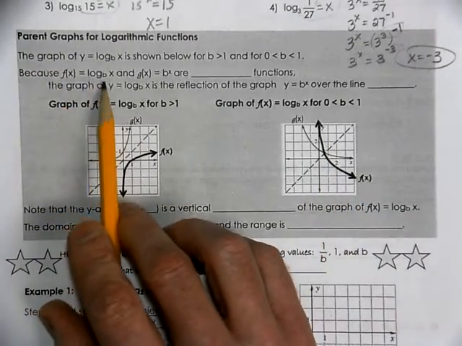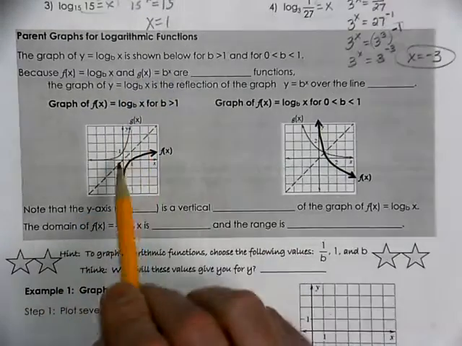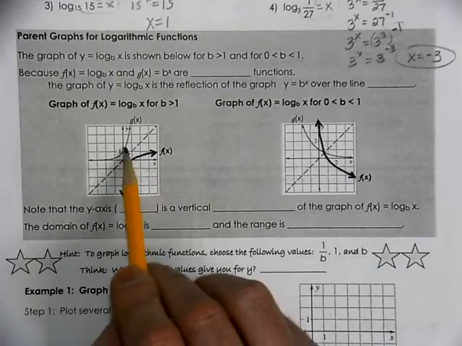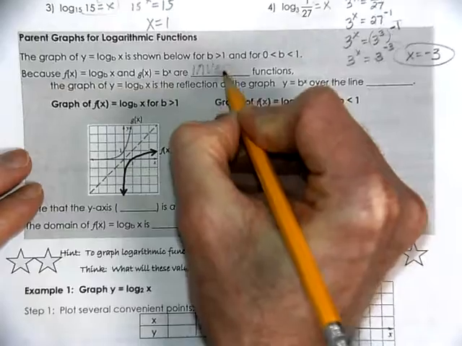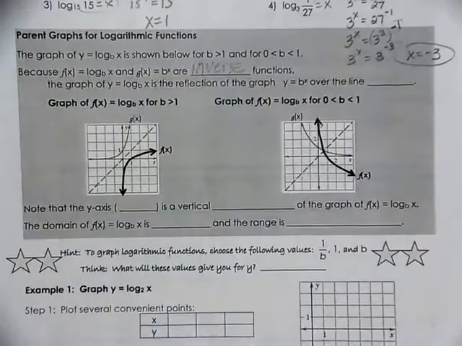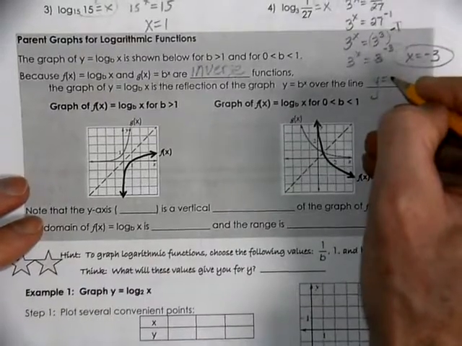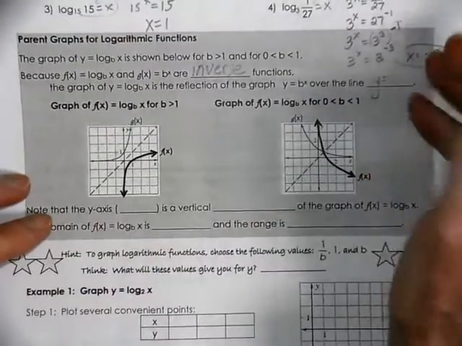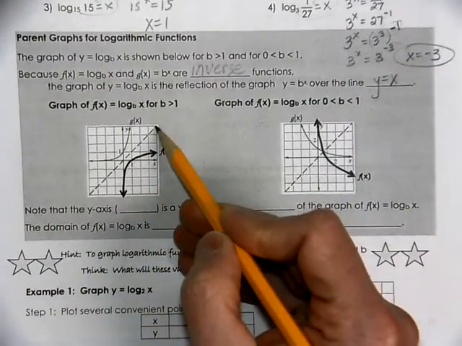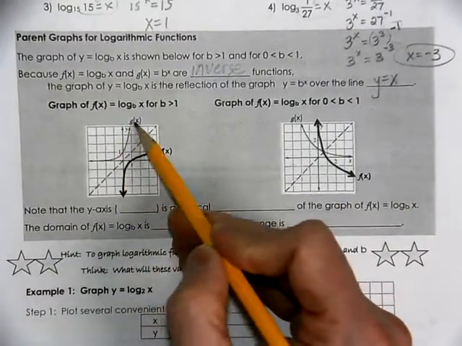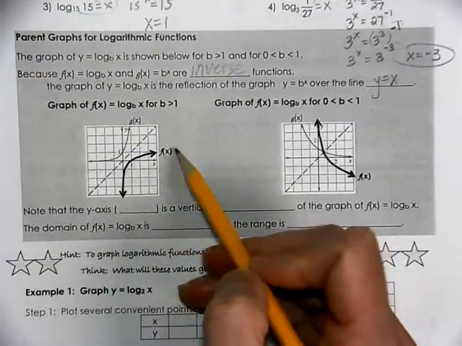Because log base b of x and b to the x, these are those two graphs, because they are inverse functions, the graph is going to be reflected over the line y equals x. We have the line y equals x. We graph the exponential and we can reflect over to see what the logarithmic graph is.